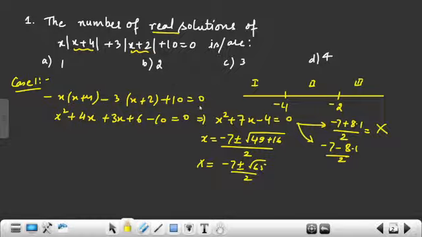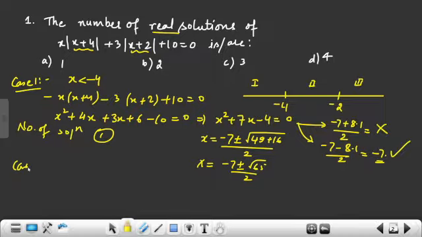Why, sir, why is it rejected? Because we assumed that the x value is less than minus 4, right? Now the other value is minus 7 minus 8.1 by 2, so minus 7 point something will come, right? So this value I can accept. So this negative value will be there. So here, how many solutions? The number of solutions in this case is 1.